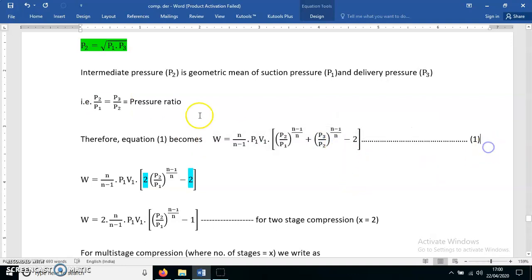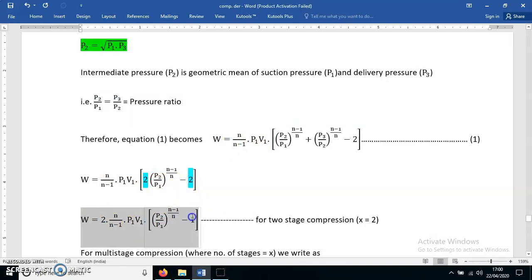That is equation 1. Just put this value in equation 1. P3 by P2 becomes P2 by P1. After putting this, these two become the same and are added. These two terms are added. It becomes twice P2 by P1 raised to n minus 1 upon n minus 2, as it is. And this becomes twice because P3 by P2 and P2 by P1 are the same. Other things remain the same as they are. Now I will take 2 common from here. Now the expression becomes like this.